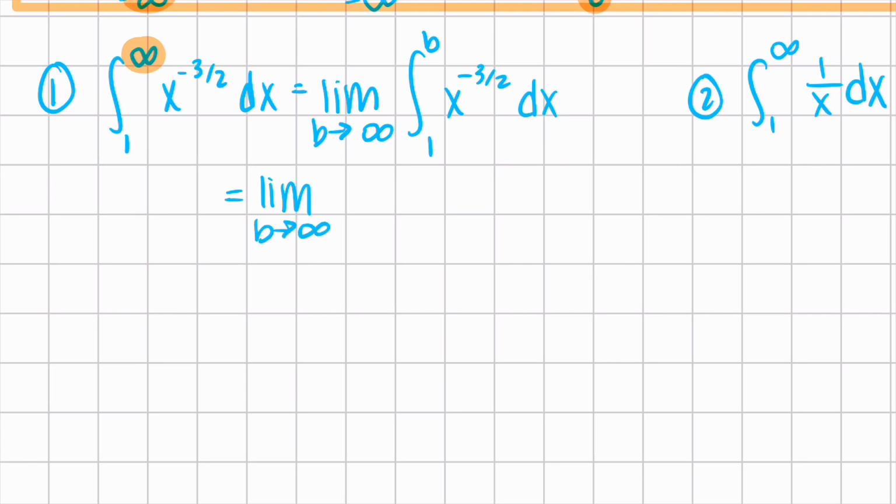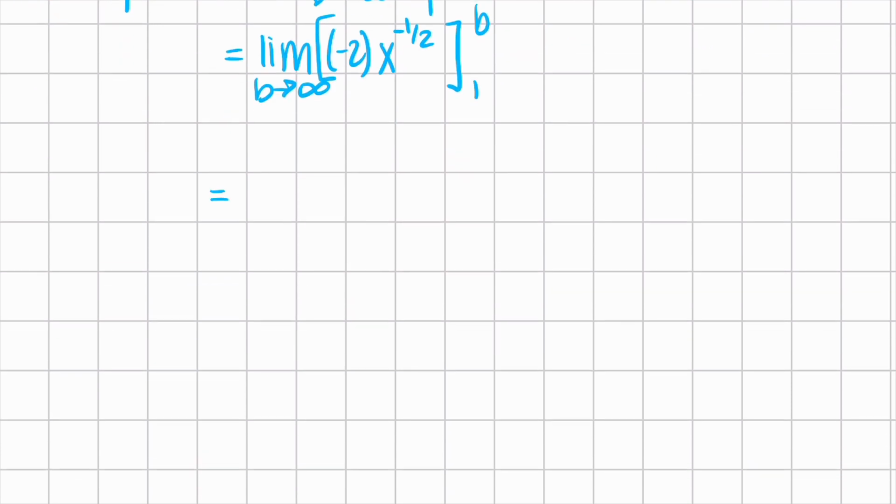We're starting with a pretty simple integral. I'm going to increase my exponent by 1, so I get negative 1/2. Multiply that by that negative 2 out front. And we're doing our integral from 1 to b. Okay, keep evaluating that definite integral. I'm going to have my negative 2 out front. So now I have b to the negative 1/2 minus 1 to the negative 1/2.